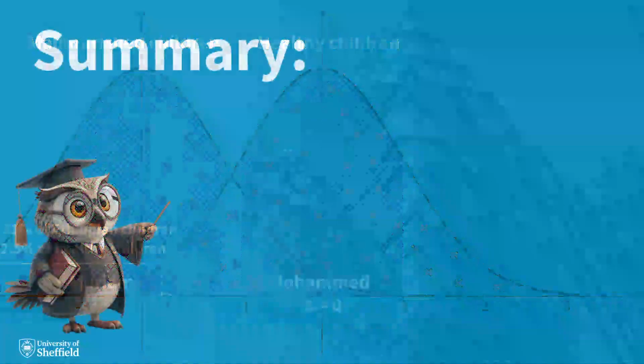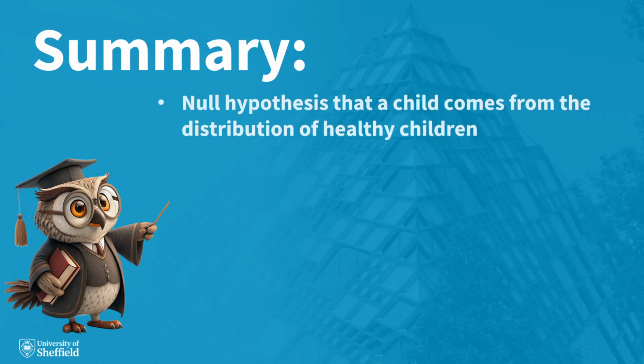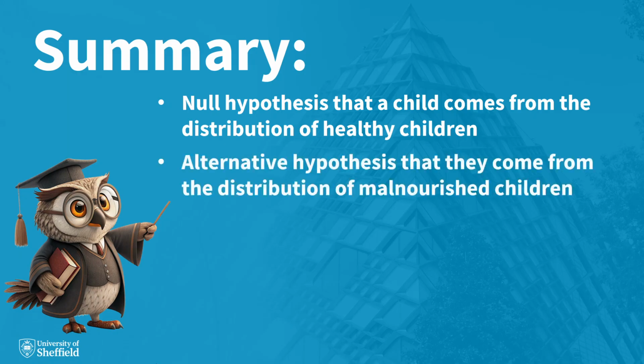So what have we learnt today? Hypothesis testing is a useful way of framing research questions. In the height for age data, our null hypothesis, or starting assumption, is that a given child comes from the distribution of healthy children. We test this against an alternative hypothesis that the child comes from some other distribution, in this case the distribution of malnourished children.